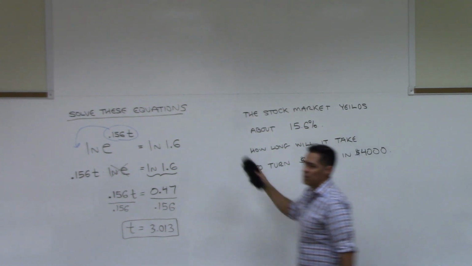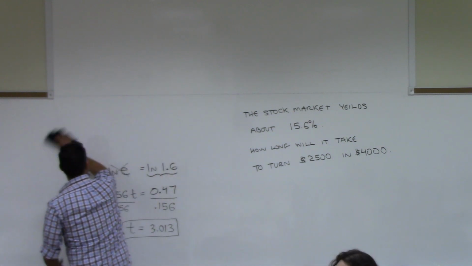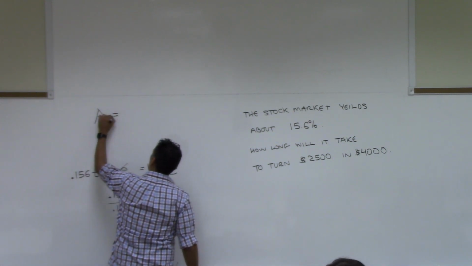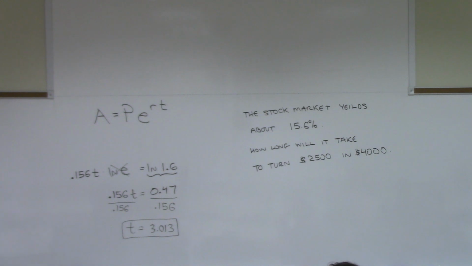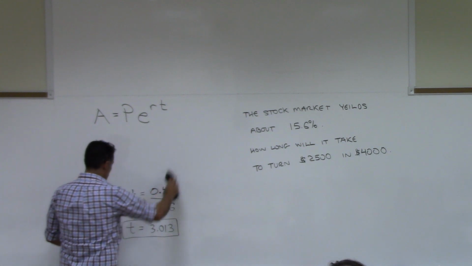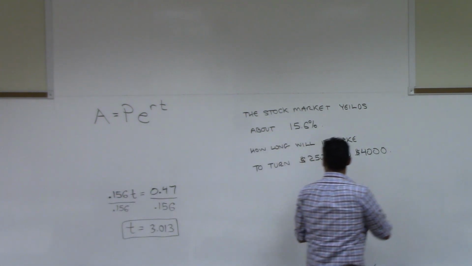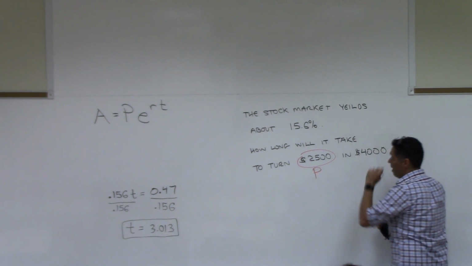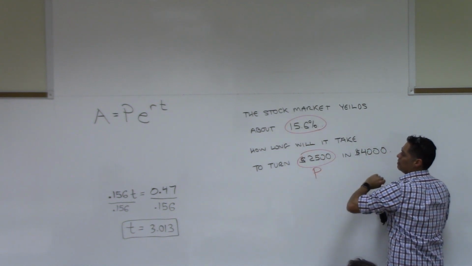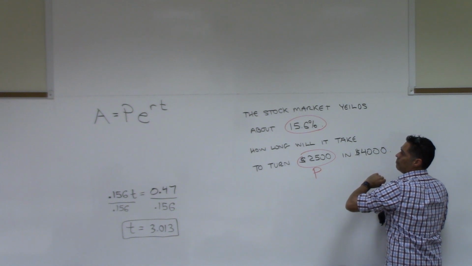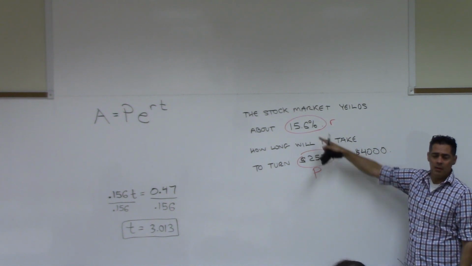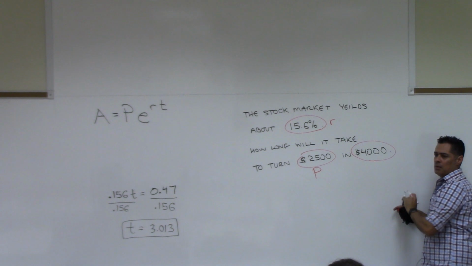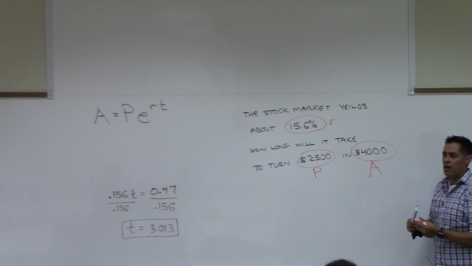All right, so what I'm going to do is go to the formula that we had before, right? Amount equals P times e to the rt. That was our master formula for interest, wasn't it? P is the amount of money we start with, right? Do we know what P is here? Okay, that's the amount we start with. All right, what is the 15.6 in that formula? It's the r, right? It's the interest rate, but we have to convert that to a decimal, right? And then what is the 4,000? That's A. That's the amount we want at the end, right?